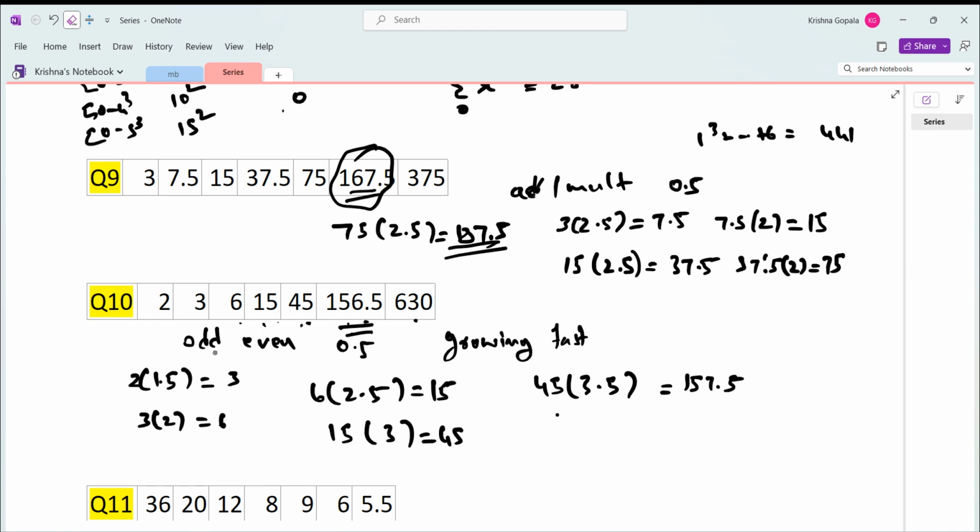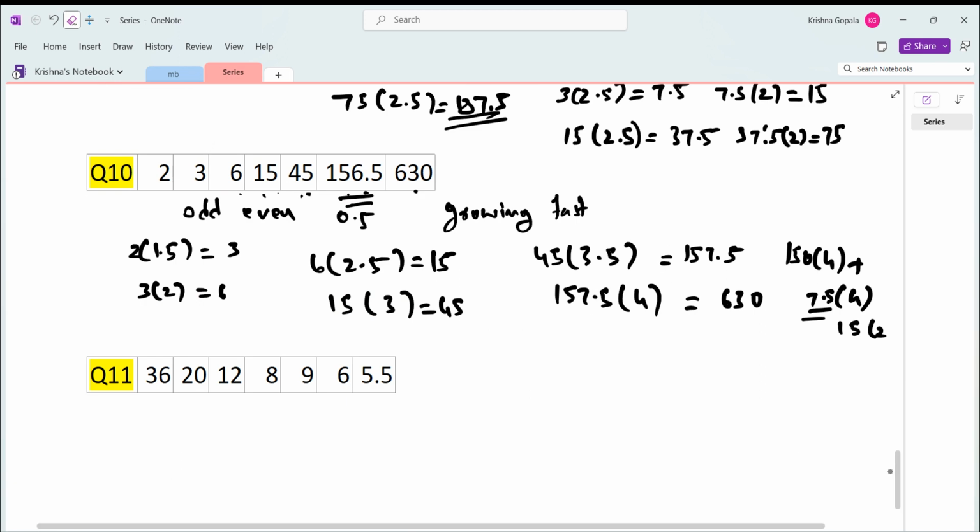Right. Now 157.5 into 4 is 630. How will you do it? Well, this is 150 into 4 plus 7.5 into 4. 7.5 into 4 is 30. Right. It is 15 into 2. This is equal to 30. So that's why it is 630.